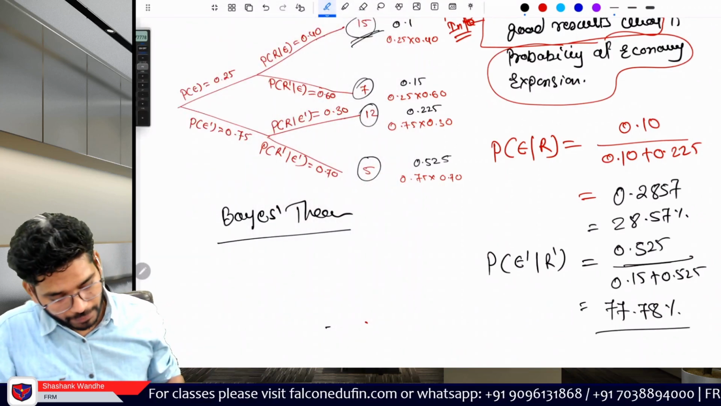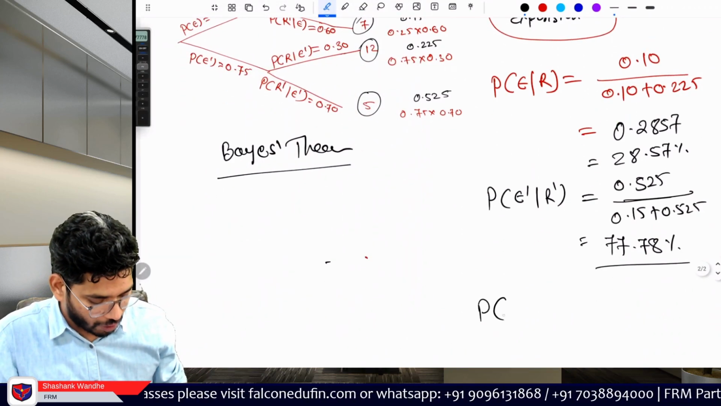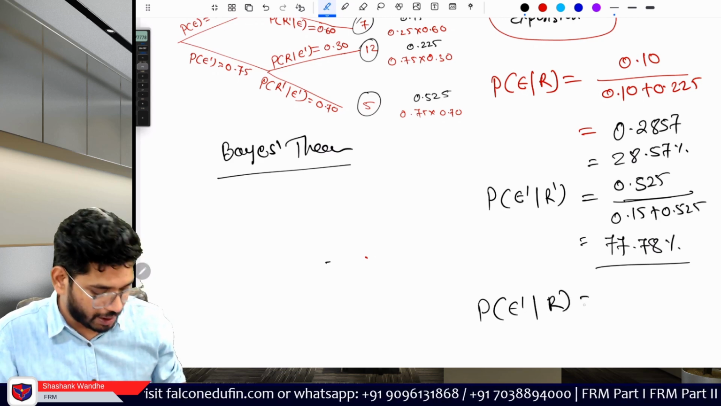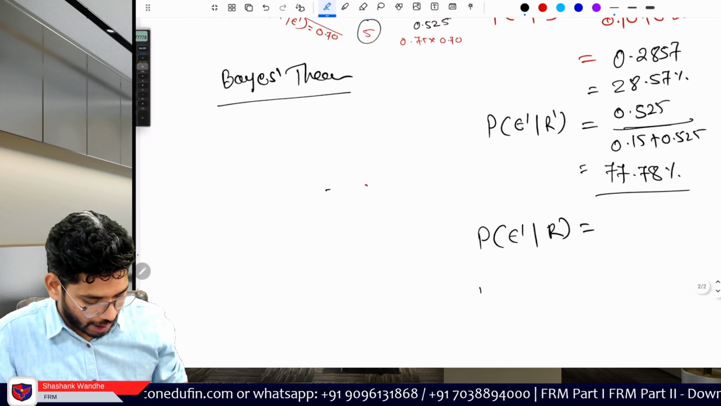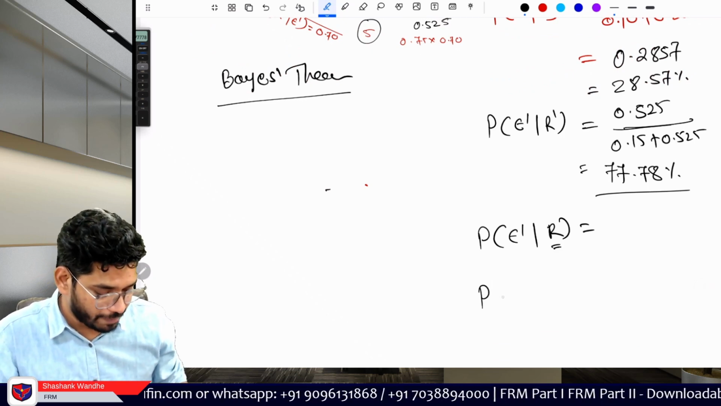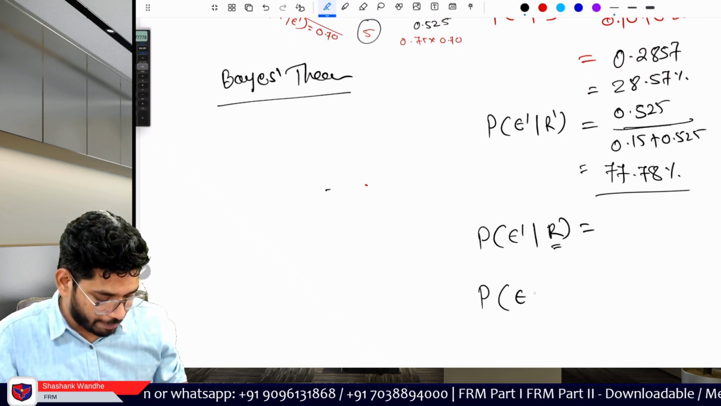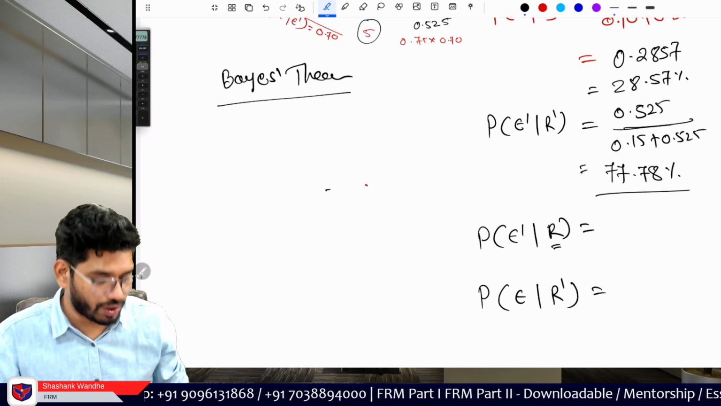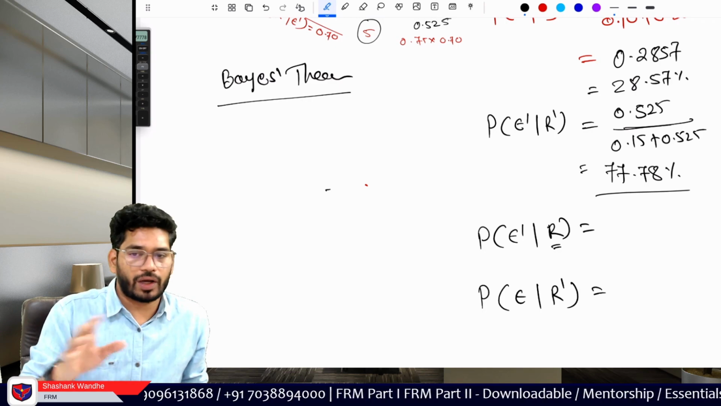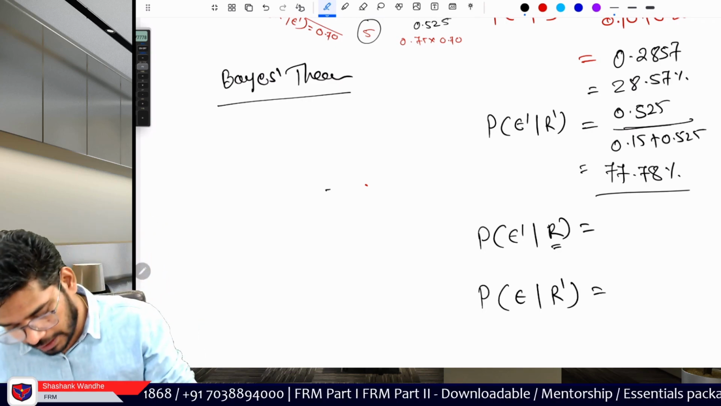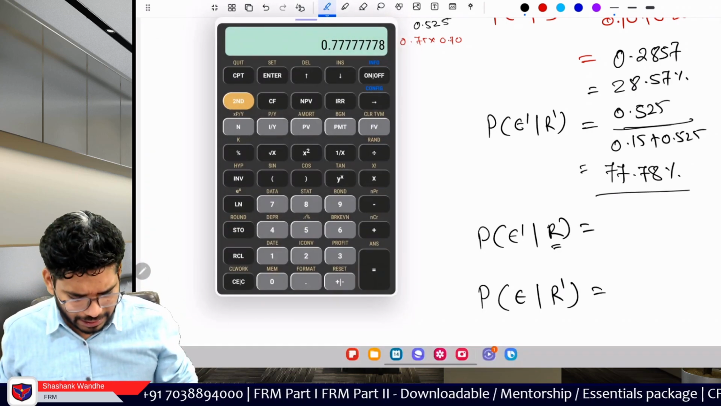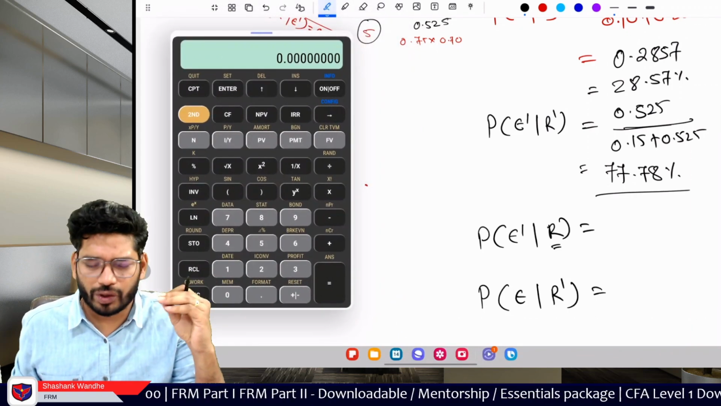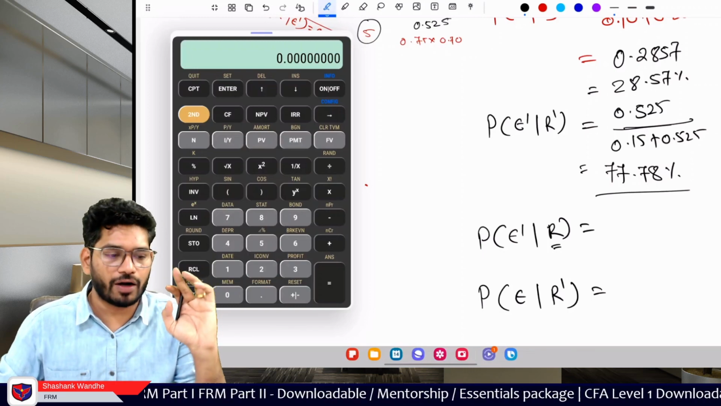So for homework, do these calculations. Probability of no economic expansion given the company gave good results. And again, as I said, this is your new information. And the probability of expansion given the results are poor. So you have to do the calculation for these two. Okay, so if you have any doubts, you can ask me related to this. Right, so mainly this is the area where you may find some difficulty. If you solve a few questions, you'll be able to handle this area. Okay, not a very difficult area.